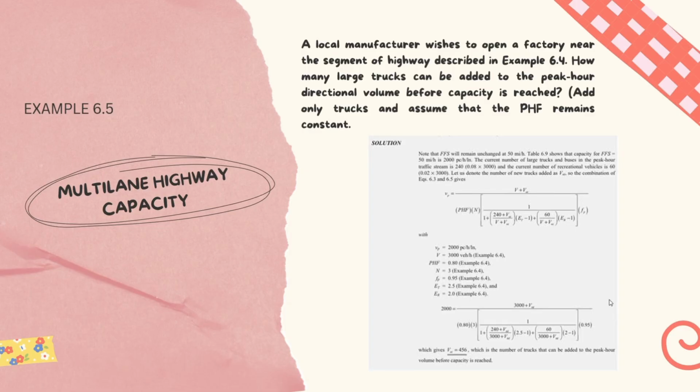So in summary, these 3 examples show the step-by-step process of evaluating highway performance. Example 6.3 focuses on speed, example 6.4 on service quality, and example 6.5 on capacity limits. Together, they help engineers and planners understand how different factors like lane width, shoulder width, access points, and truck volume affect highway performance.